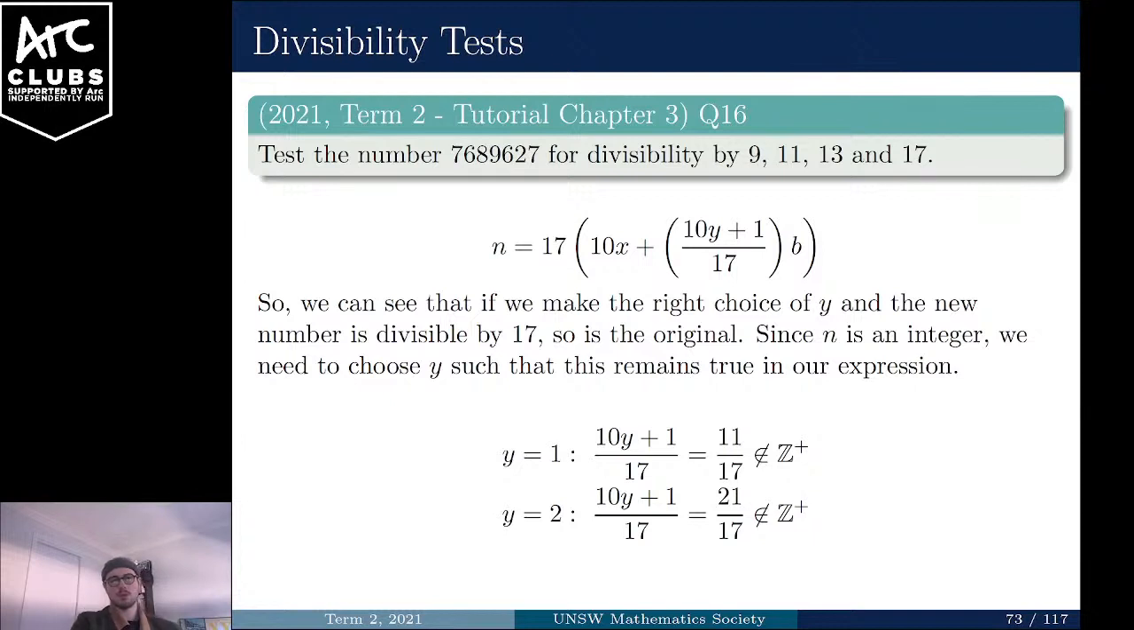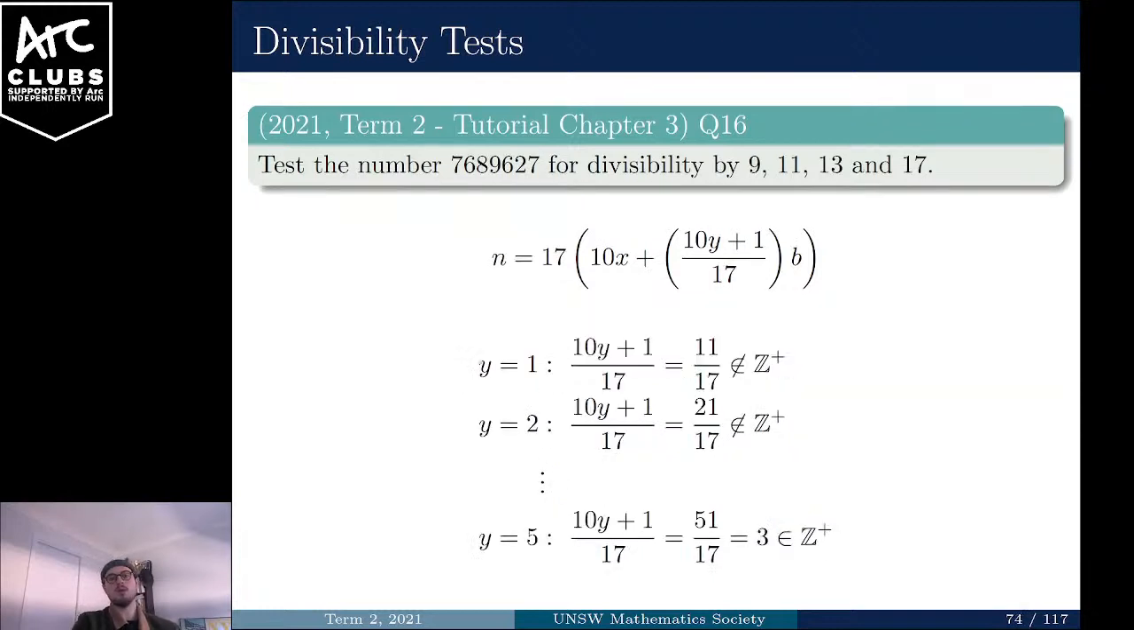So we work through a couple of options. We go y equals 1, and that doesn't work. That gives 11 over 17, which isn't a positive integer. Y equals 2 doesn't give us a positive integer either. We keep going. We find that once we get to y equals 5, this becomes 50. We get 51. 51 over 17 is 3. Yep, it's 3. That's an integer. So we don't need to keep working. We don't need to go to the next part or try a whole bunch of other integers. This one works. Let's use it.